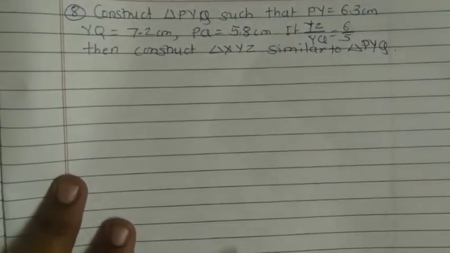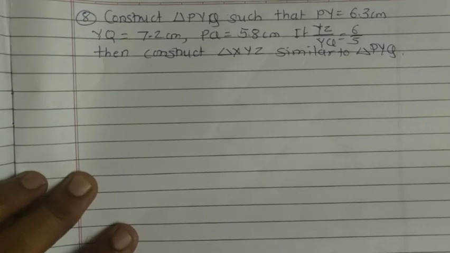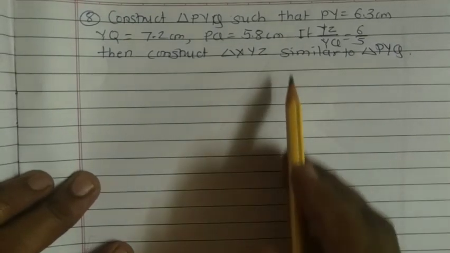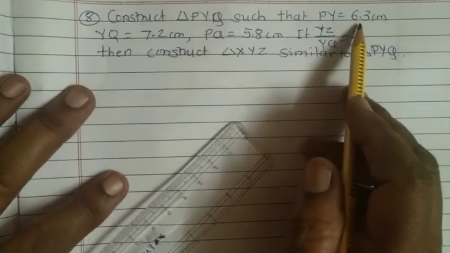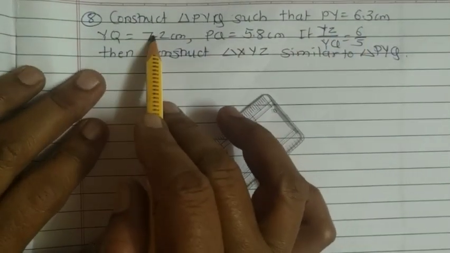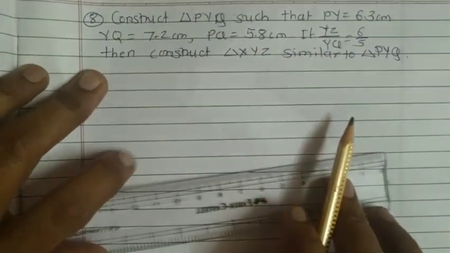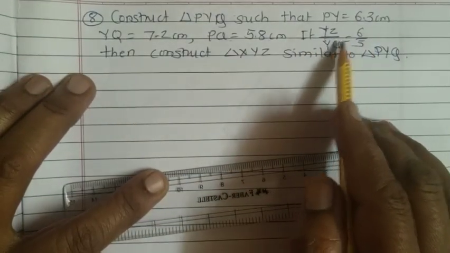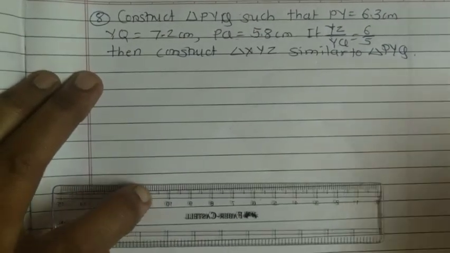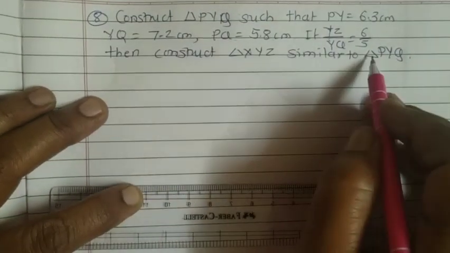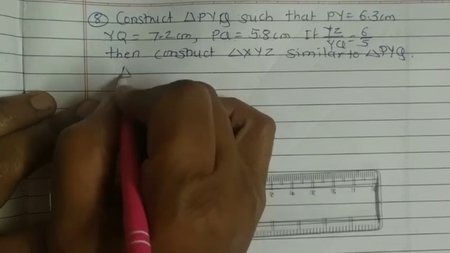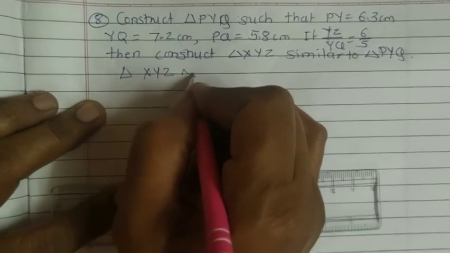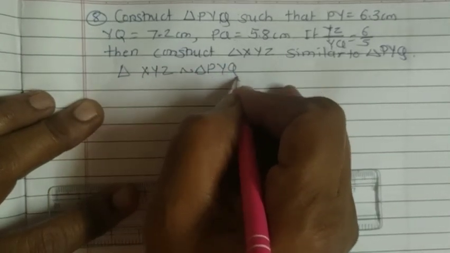In the same way we solve the last question, that is 8. The question is: construct triangle PYQ such that PY is 6.3, YQ is 7.2, PQ is 5.8, YZ upon YQ is 6/5, and it is given that triangle XYZ is similar to triangle PYQ. Here we write triangle XYZ similar to triangle PYQ.